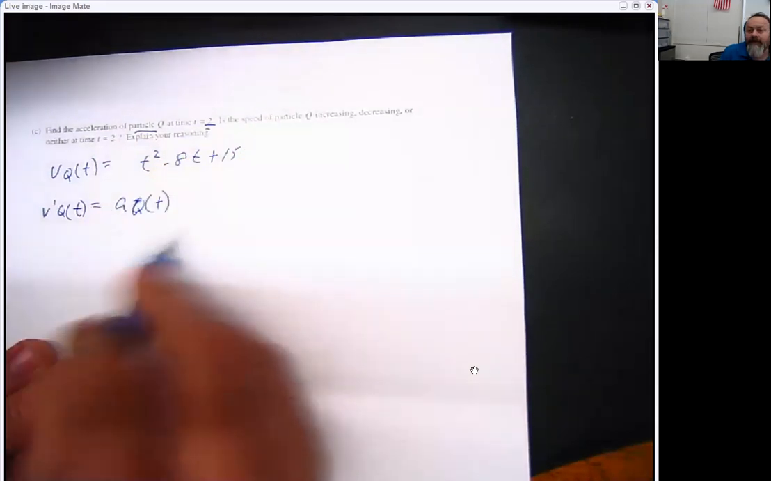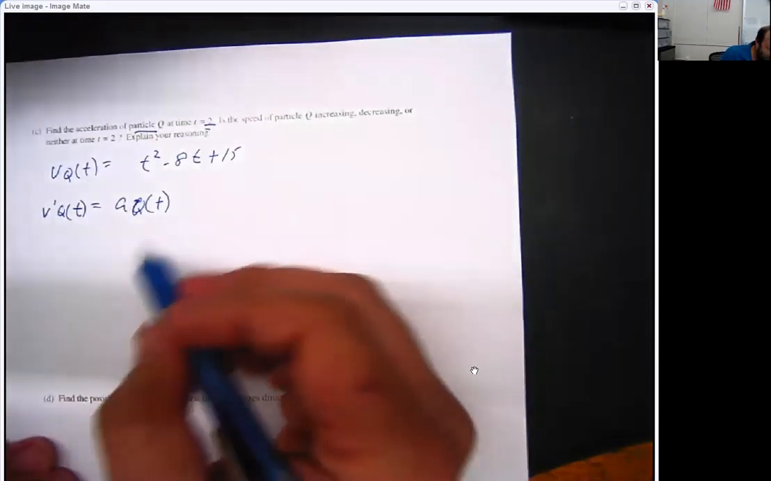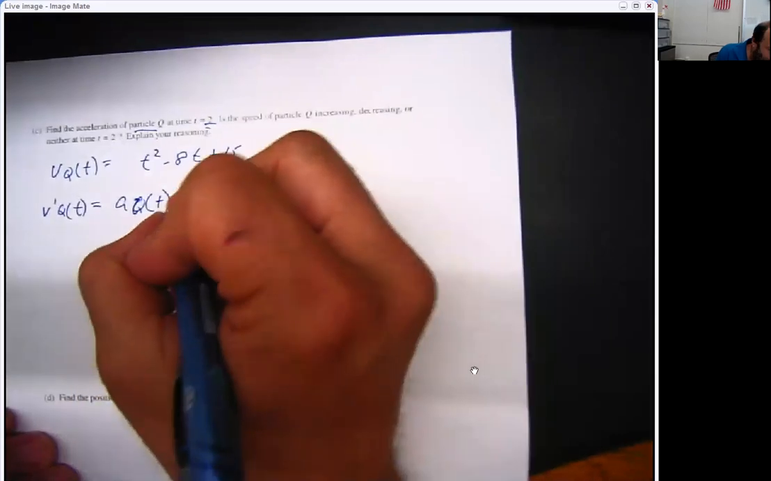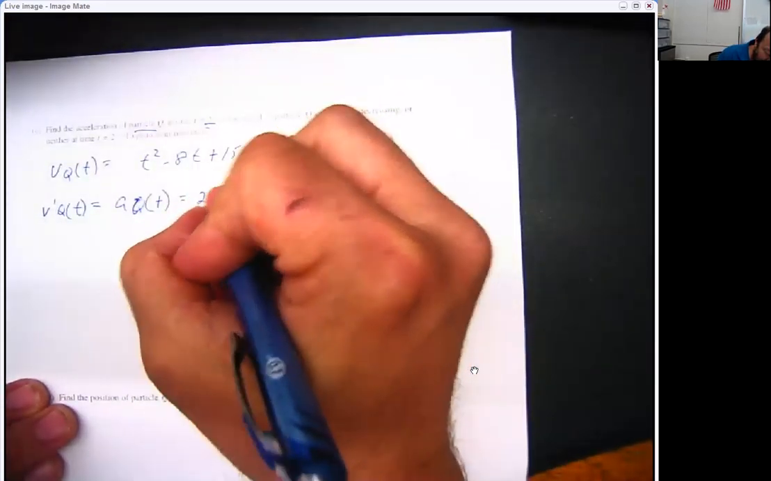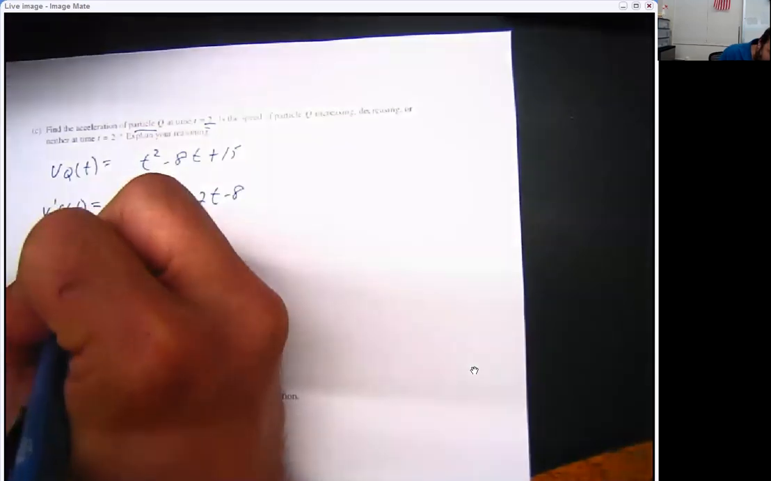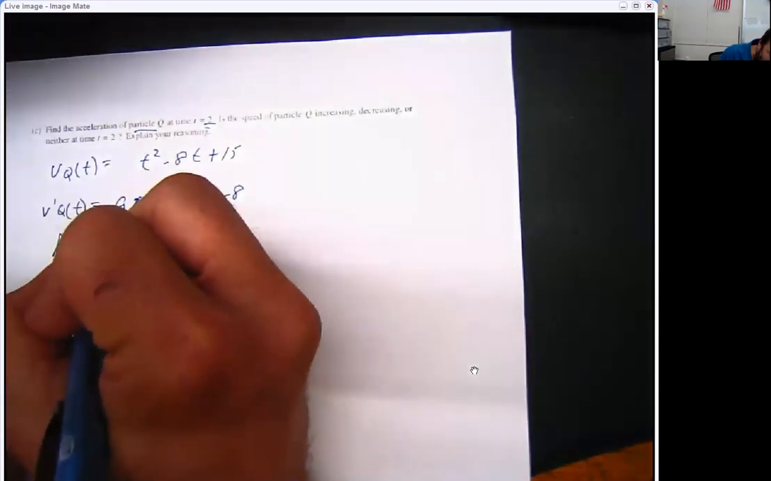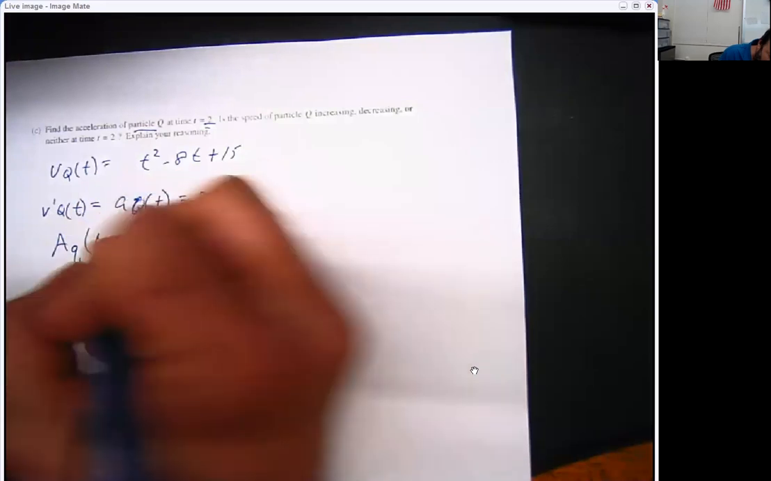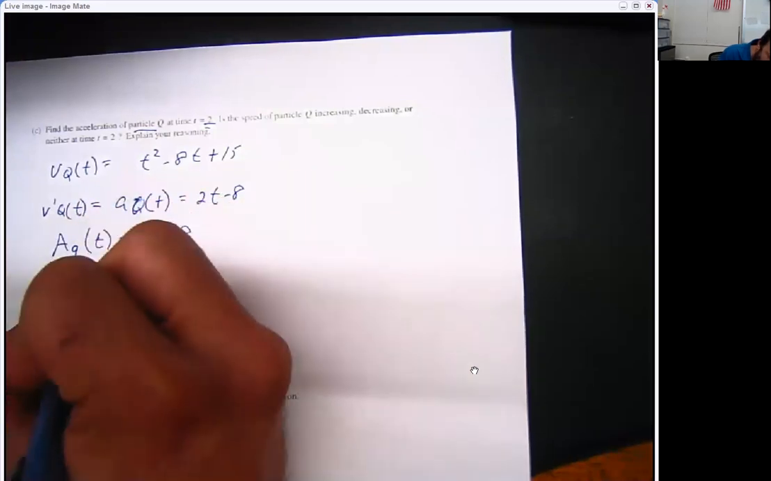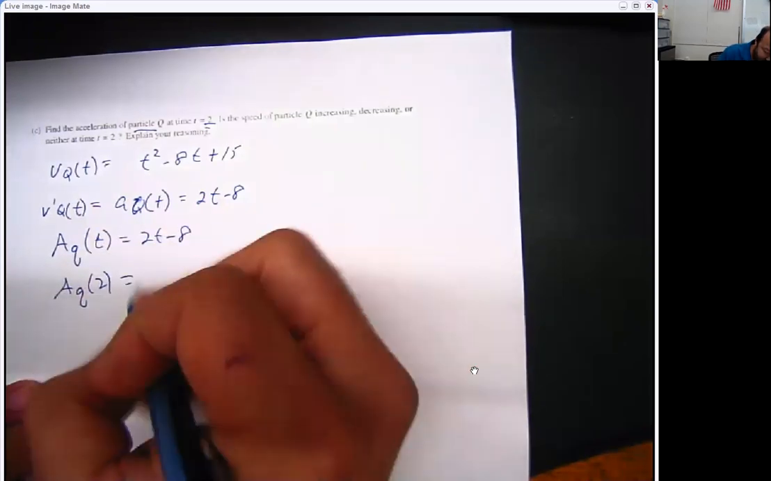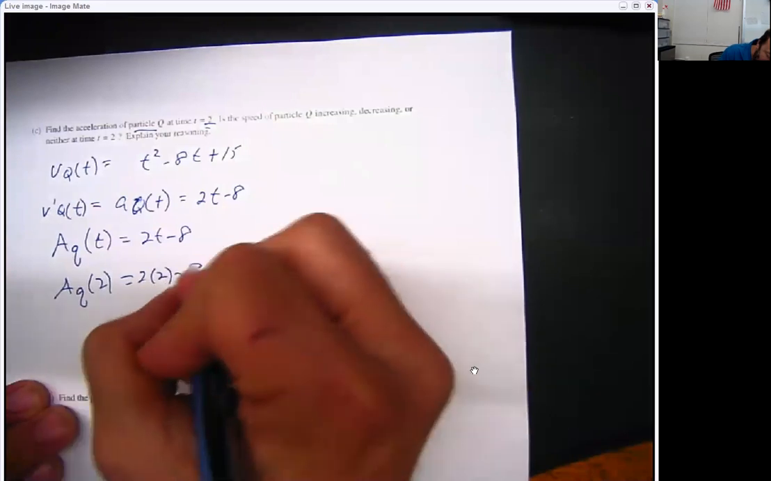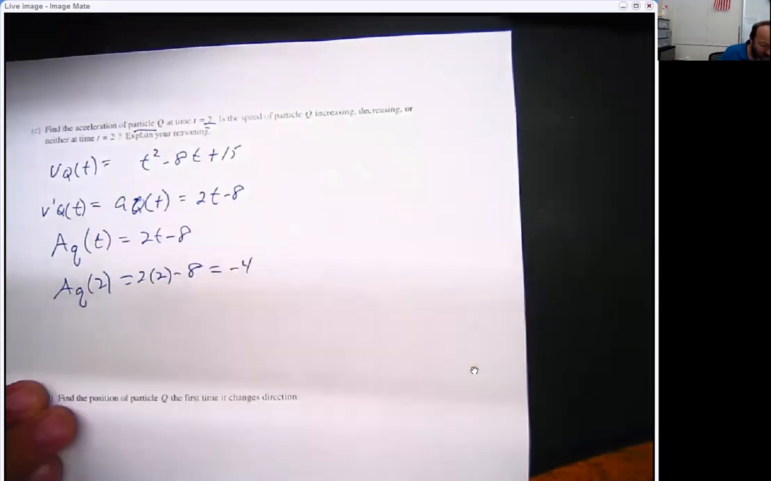I really don't like the notation of this problem. These should be subscripts, but I just am not writing them particularly well. And that would give me 2t minus 8. So a sub q of t, that's just a little better stated, would be here. So a sub q of 2 would be 2 times 2 minus 8, which would be negative 4.